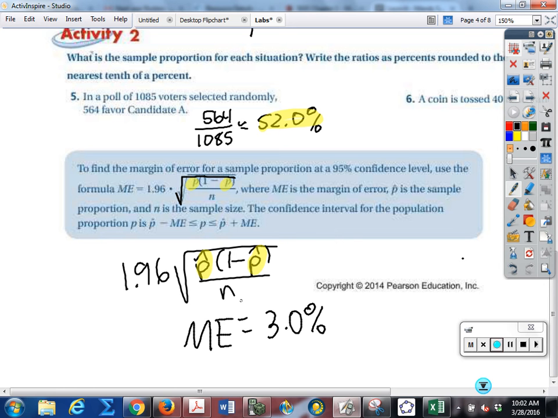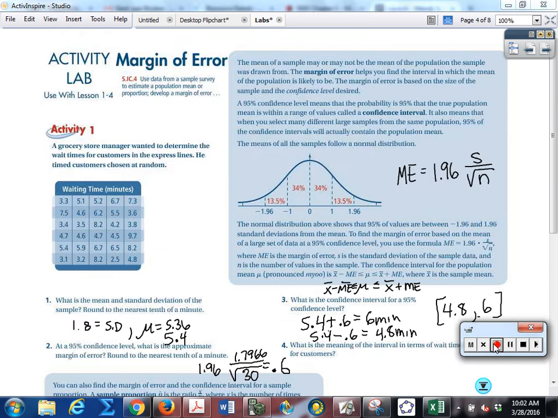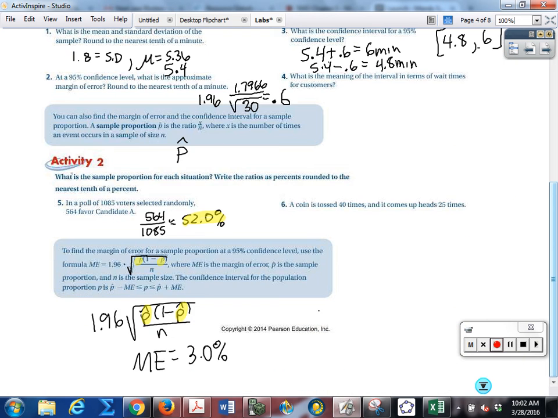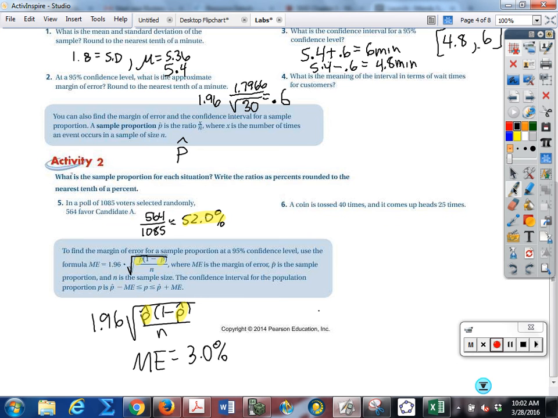My confidence interval, so these were just the numbers, not the percents, inside your formula. I don't know. As long as you say what it is, like percents. It would be 49 to 55%. Percents would be fine. The main thing is you just realize what it means, right?